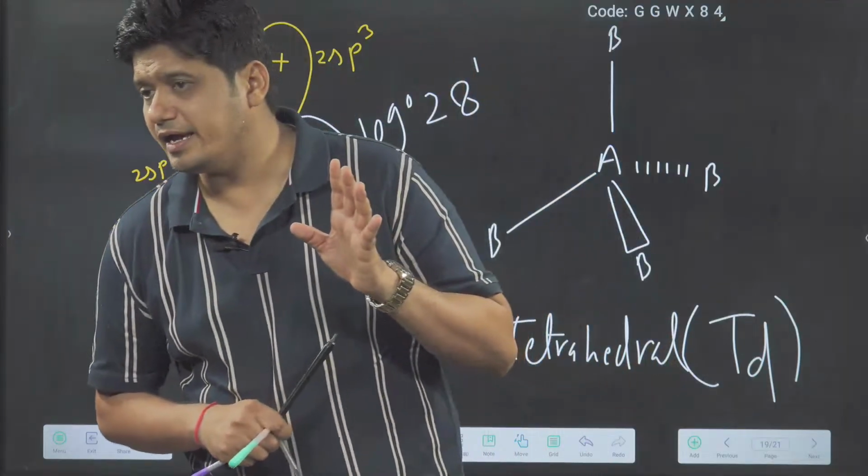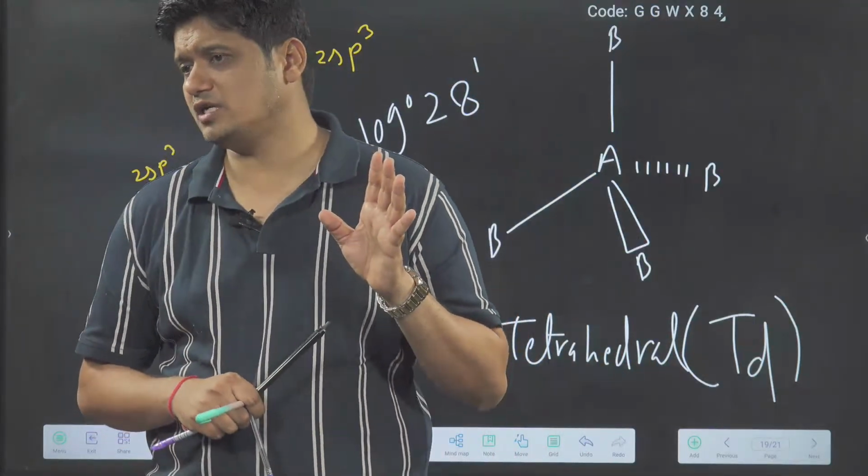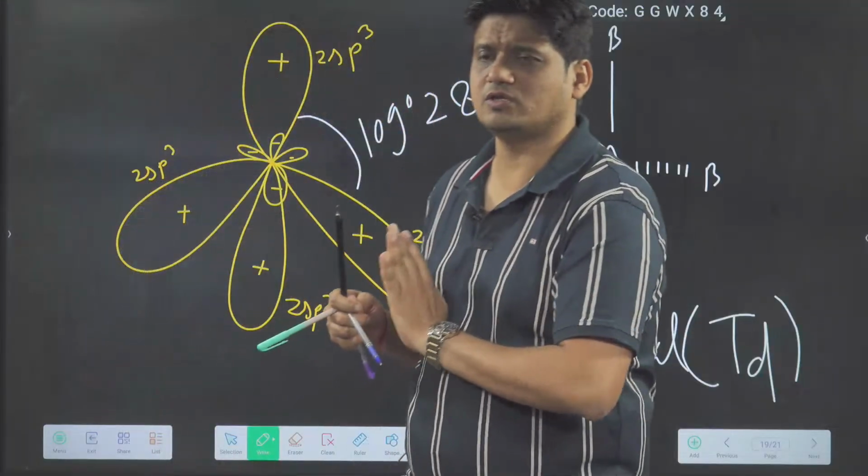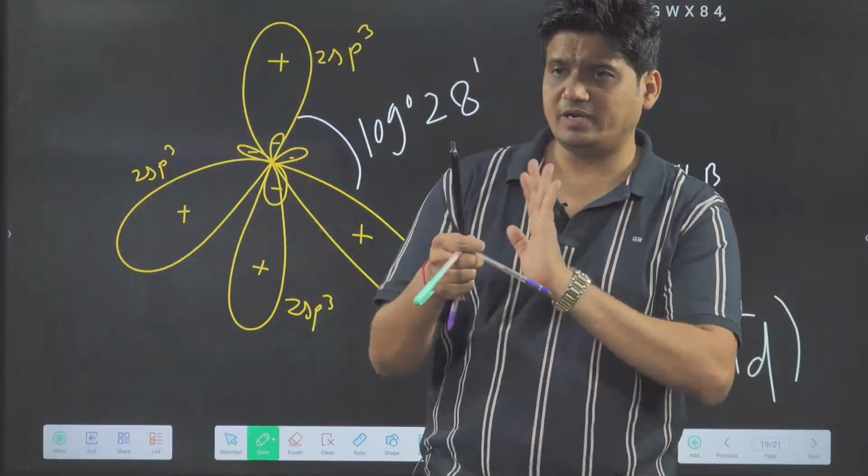Covalent, ionic and hydrogen bond. Hydrogen bond is not a chemical bond. Okay, first of all, let me focus on this. We'll come to that. Let me complete this first.